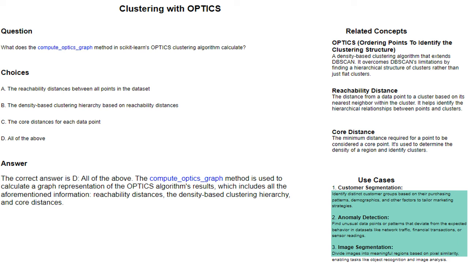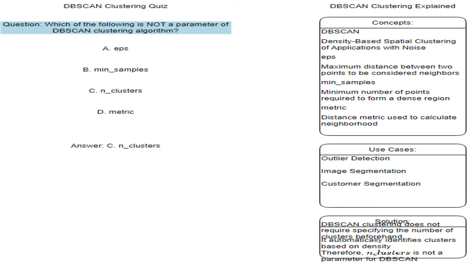This segmentation would aid in disease diagnosis and treatment planning. Which of the following is not a parameter of DBSCAN clustering algorithm? A. Eps. B. Min samples. C. N clusters. D. Metric.